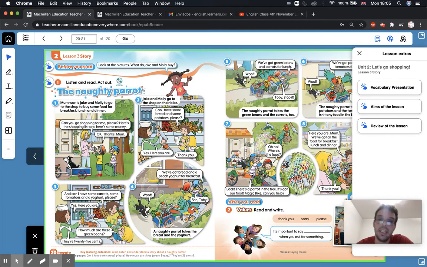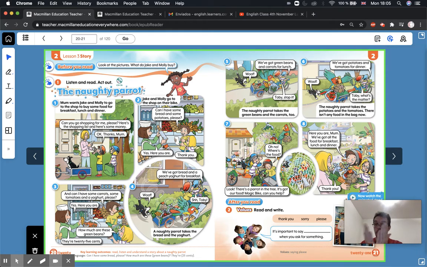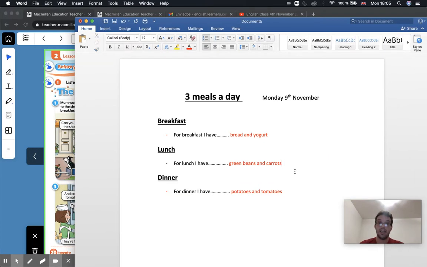Excellent. Now, before we start the story, we need to open our notebook. Okay, open the notebook and let's write some notes. Okay, please take your notebook. Okay, abrimos la libreta y vamos a apuntar. Open your notebook and let's write some notes. Okay, do you have your notebook?